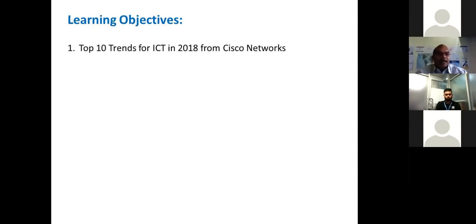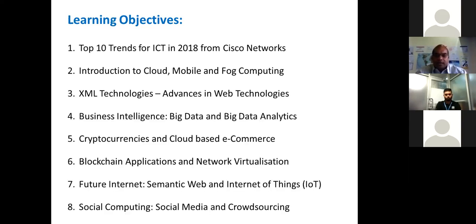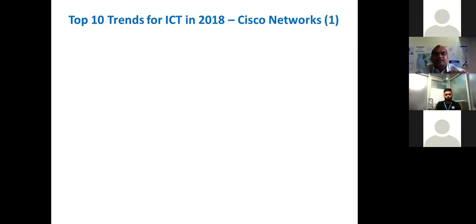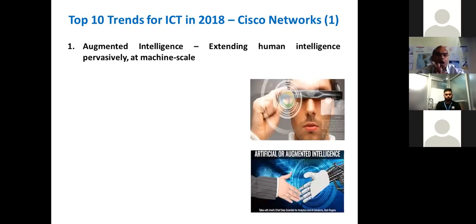So learning objectives, we are going to look at the top 10 trends for ICT in 2018 from Cisco Networks, and the rest of it we are going to look at in the lectures later. So the very first one, the number one trend that Cisco Networks is writing about or is making a prediction about is augmented intelligence. That is extending human intelligence everywhere and at a massive scale.